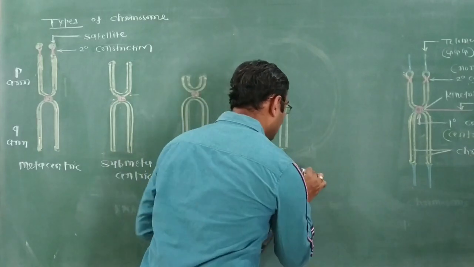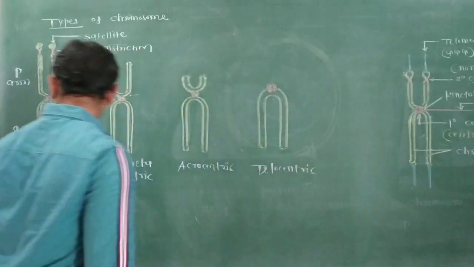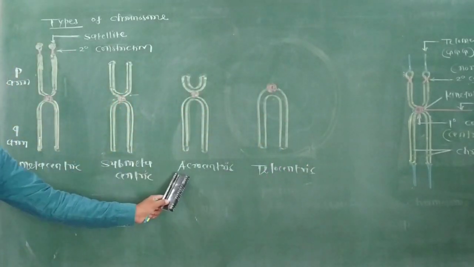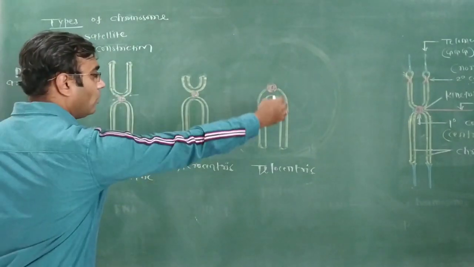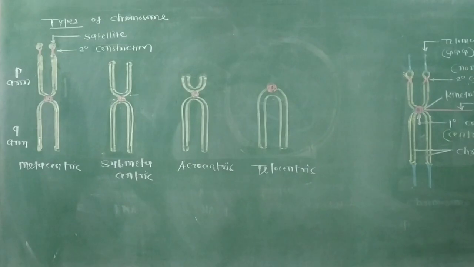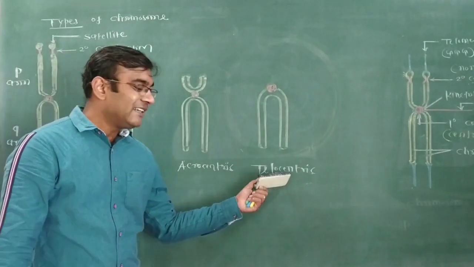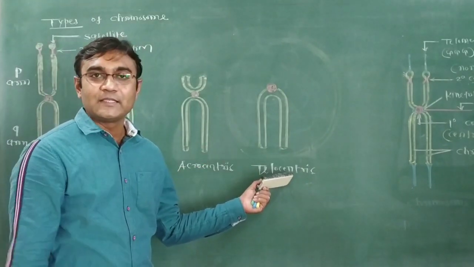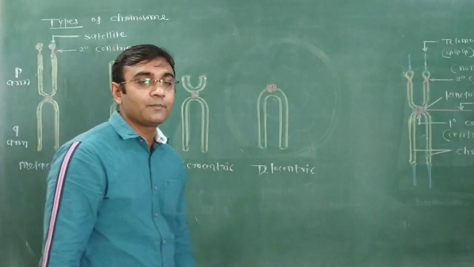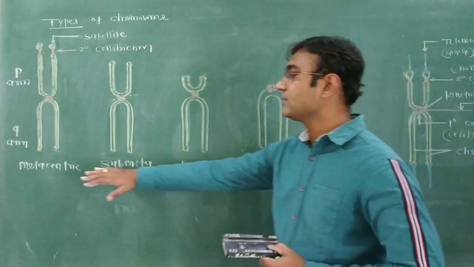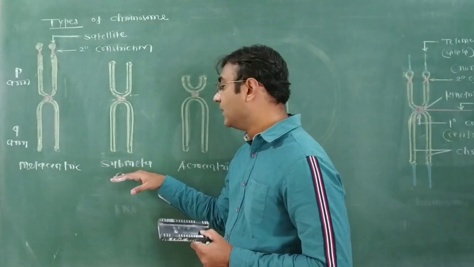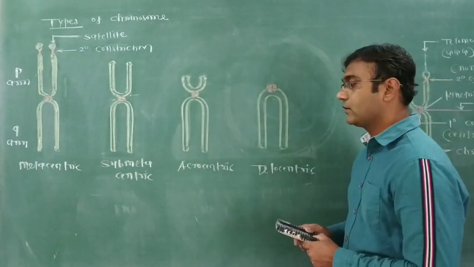So chromosomes divide into 4 types: metacentric, submetacentric, acrocentric, and telocentric. In all, the upper arm is P and the lower arm is Q. Telocentric chromosome is not present inside the human cell. This telocentric chromosome is present in organisms like sheep and goat. We have some chromosomes metacentric, some submetacentric, and some acrocentric.